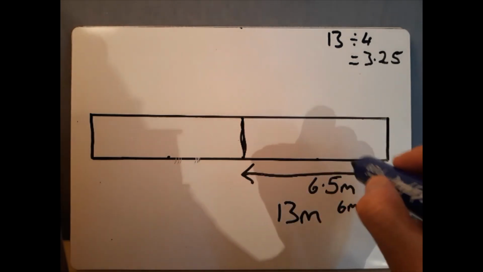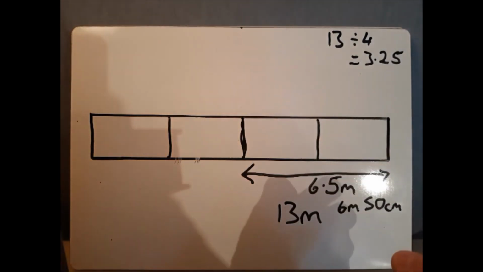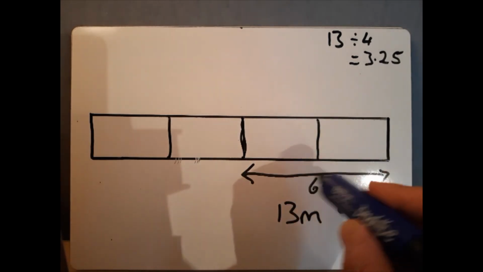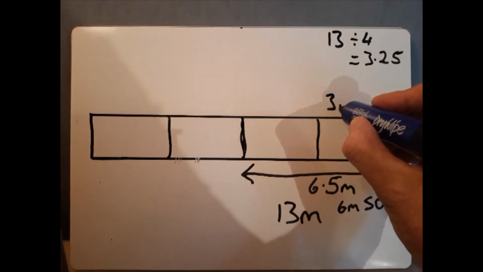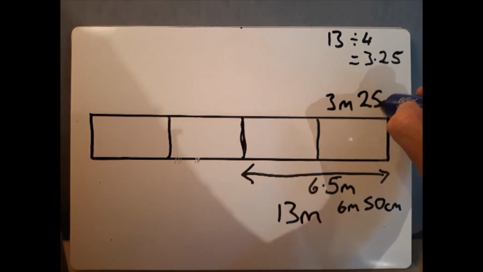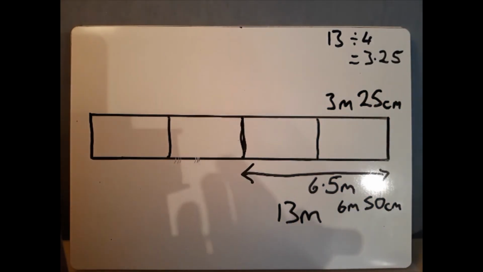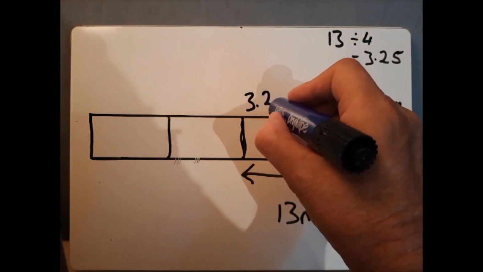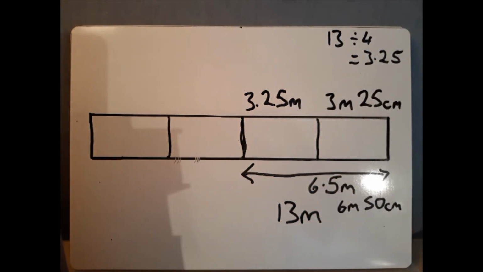To get it into quarters, I need to split my halves into equal parts as well. So I've now got 6 meters and 50 centimeters that I am going to split into 2 equal parts. And that will give me, each part will be 3 meters and 25 centimeters. And if I write that as just meters using decimal notation, I will get my answer as 3.25 meters. And that's how we can go about getting the answer 3.25, because of the context.